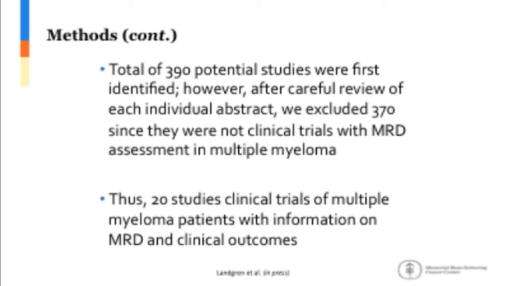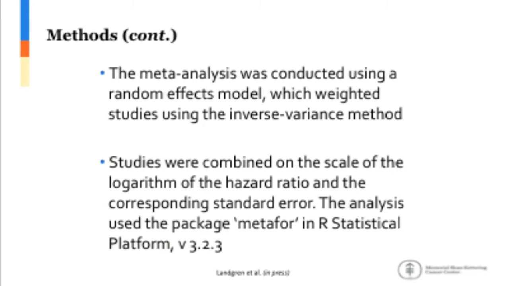As we heard during the morning presentations, there are a lot of rules to do meta-analysis, and this was done, as I pointed out, in collaboration with the National Library of Medicine. Taking this approach with a defined script that's outlined in this paper, 370 of those papers, after we have gone through them carefully, did not meet the pre-specified criteria. So only 20 studies could be used. It was conducted using a random effect model that carried weight for the larger studies, contributing more to the overall hazard ratio. They were combined on a scale of a logarithm of the hazard ratio and the corresponding standard error.